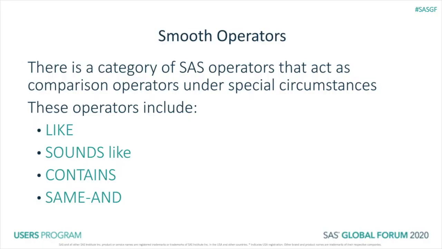Smooth operators. There's a category of SAS operators that act as comparison operators under special circumstances, generally in WHERE statements in PROC SQL, the data step and DS2, and substituting for IF statements in the data step. These operators include the LIKE operator and the SOUNDS LIKE operator, as well as the CONTAINS and SAME-AND operators. It's beyond the scope of this short paper and presentation to discuss all of the smooth operators. They are definitely worth a look.